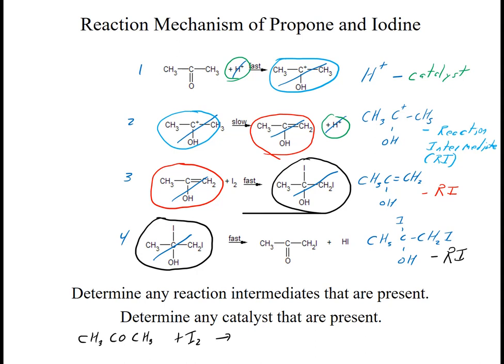On the product side, this was canceled, this was canceled, that was canceled, that was canceled. So the only thing that's left is this CH3, CO, CH2, I, plus HI. So basically your overall reaction is everything that you did not cross out in the previous process. There will be another video following this that will have 2 more examples in it.